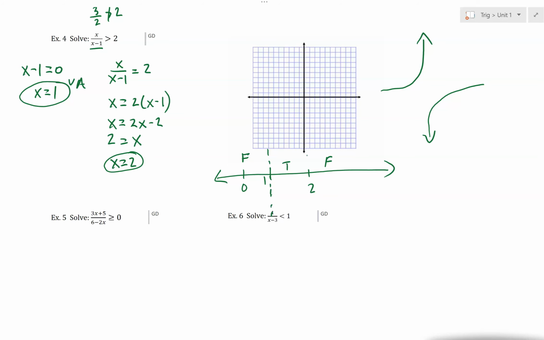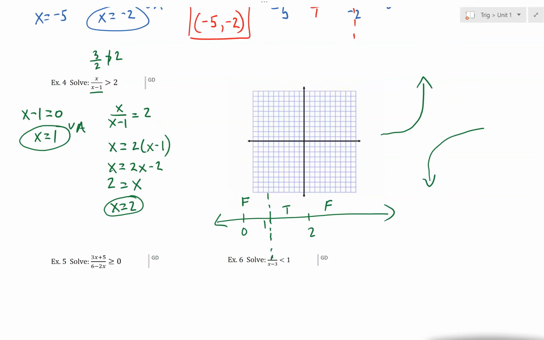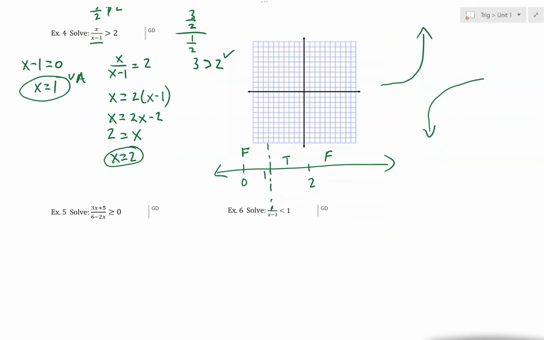If I were to do this math, putting it in just to check the answer, I would use 3 over 2. So if I put in 3 over 2, and 3/2 minus this leaves me with 1/2, and when I invert and multiply, I'm going to get 3, and 3 is greater than 2. This does check out. That means this part is going to be true right here. There are no equal signs in the vertical asymptote there, so the answer here is going to be 1 to 2. That is the interval that makes the most sense.